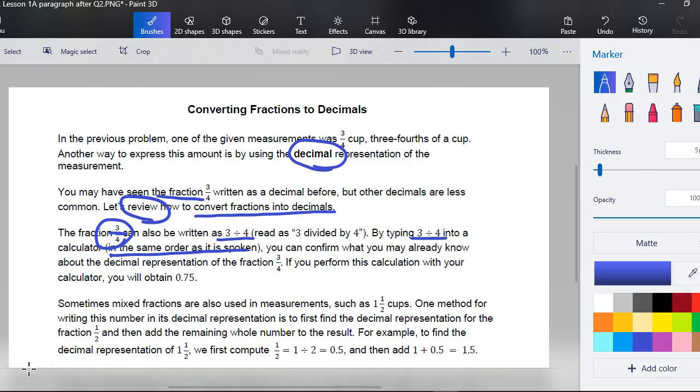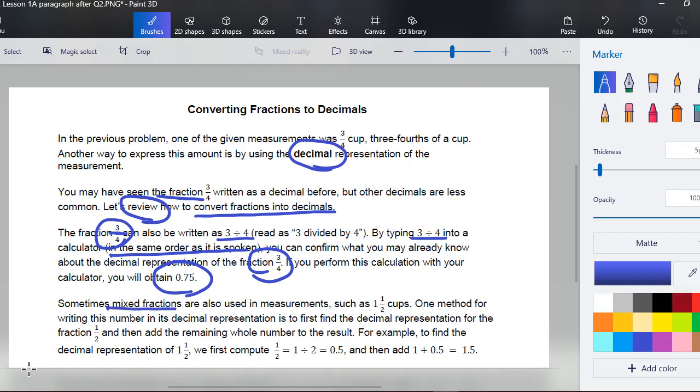You can confirm what you may already know, that 3/4 is going to show up to be 0.75 on your calculator, or 75 hundredths. This is a good time to pause and check to make sure what you are supposed to be getting on your calculator is what you're getting.